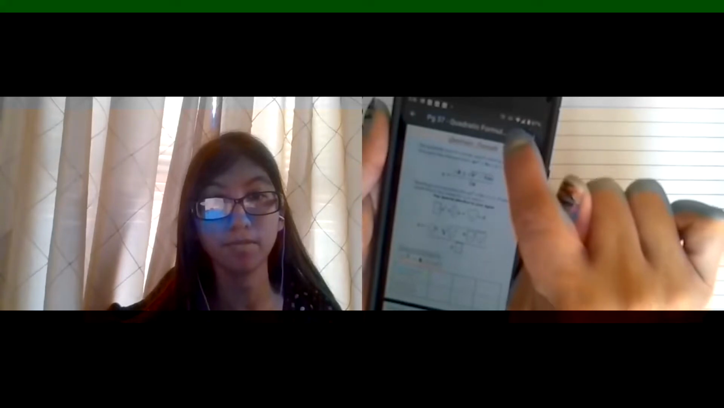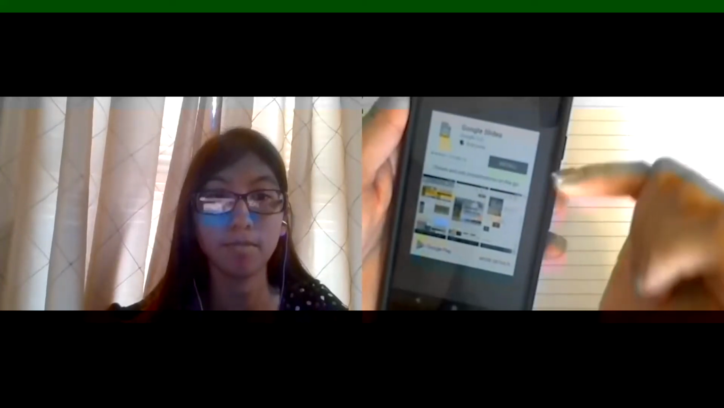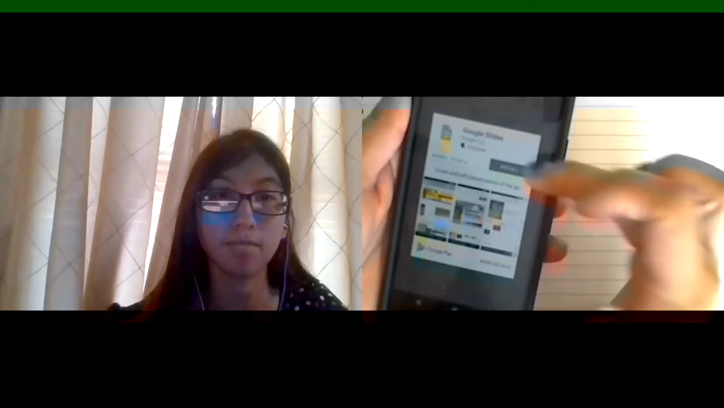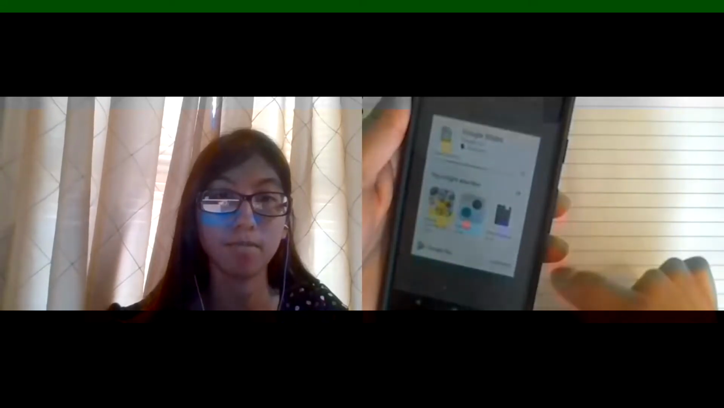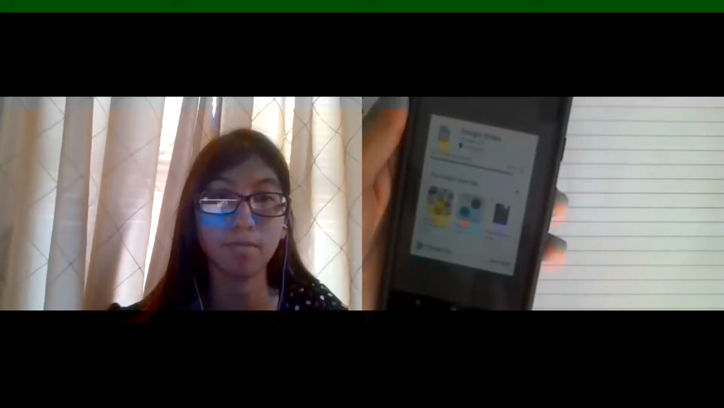So if you see this little arrow up here and give it a push, it's going to give you this option with the little pencil that you can literally edit. If you select that, it's going to ask you to download Google Slides. And that's exactly what I want you to do. All right. So if you install Google Slides, even from your cell phone, you could edit your document.